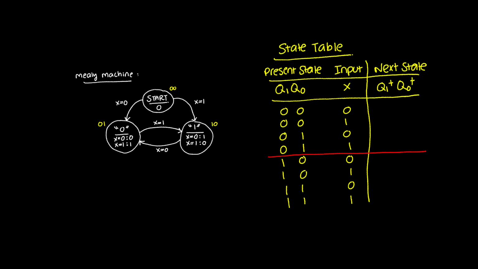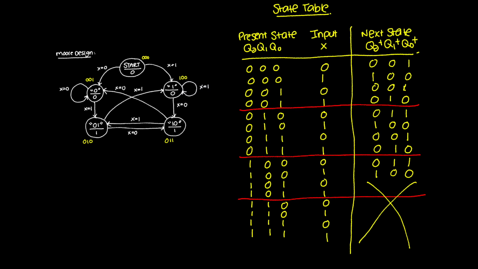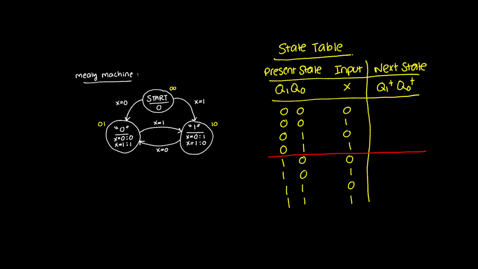Okay, so I filled out my state table. Now it's only 8 rows as opposed to, recall that we had 16 rows for the Moore design, right? Why? Because I needed 3 bits to represent my present state as opposed to just 2 in the Mealy design. And again, my transitions are still conditional on my input X. So that hasn't changed, but I only have 2 bits to represent my present state.